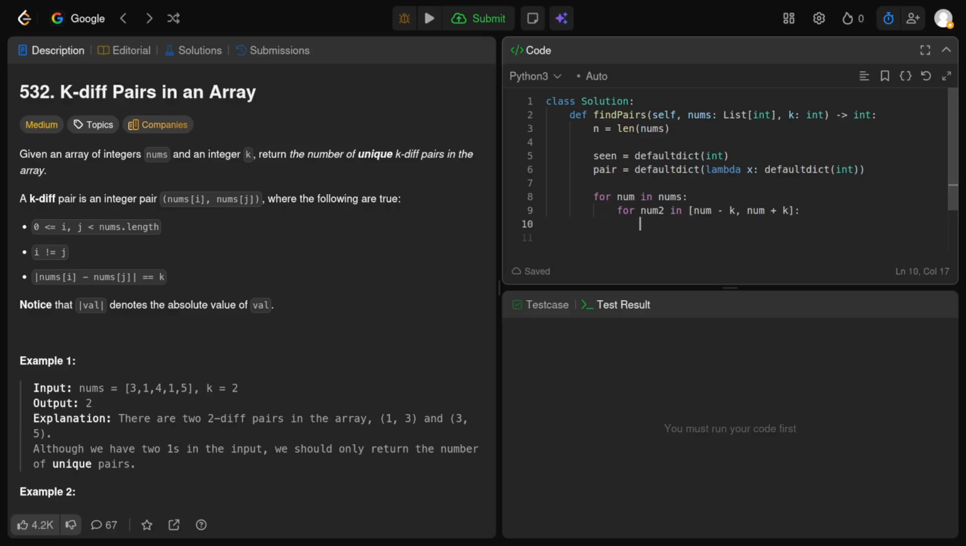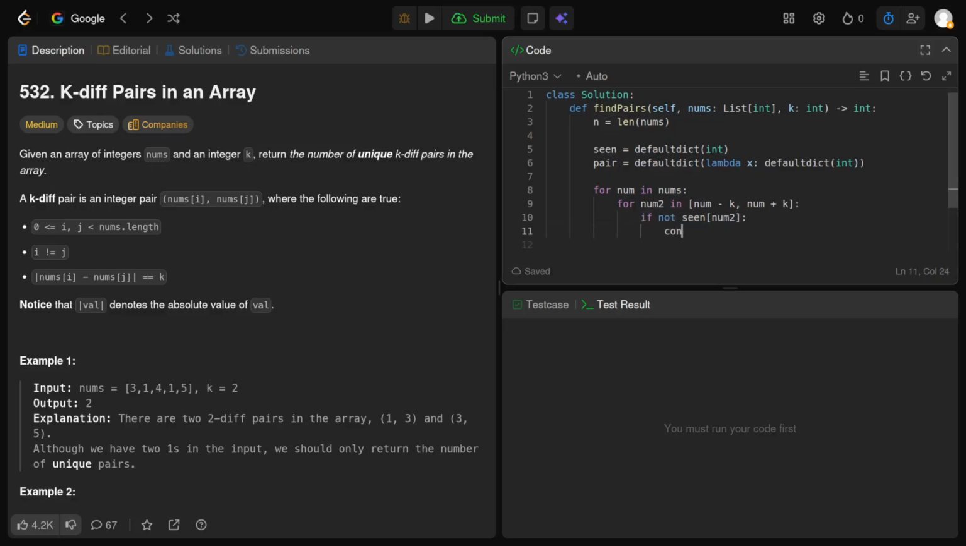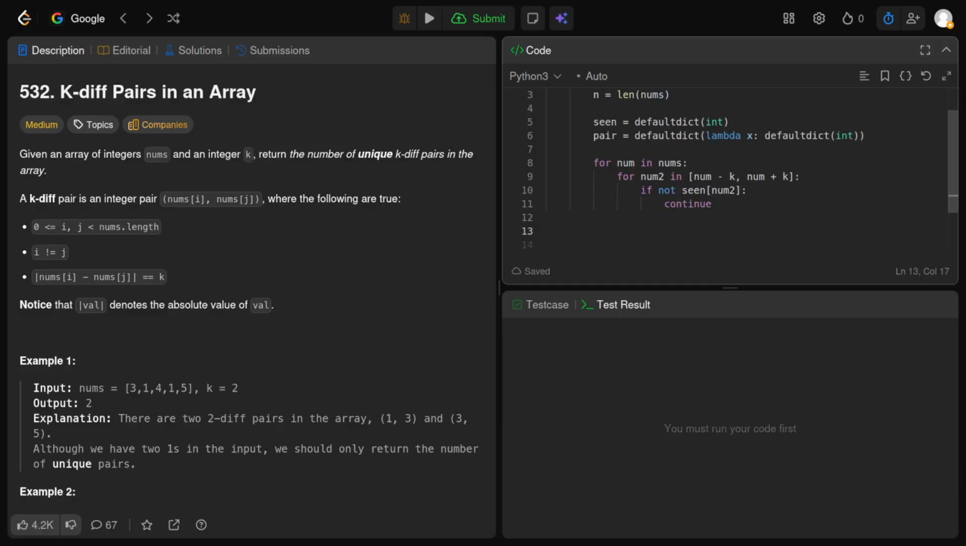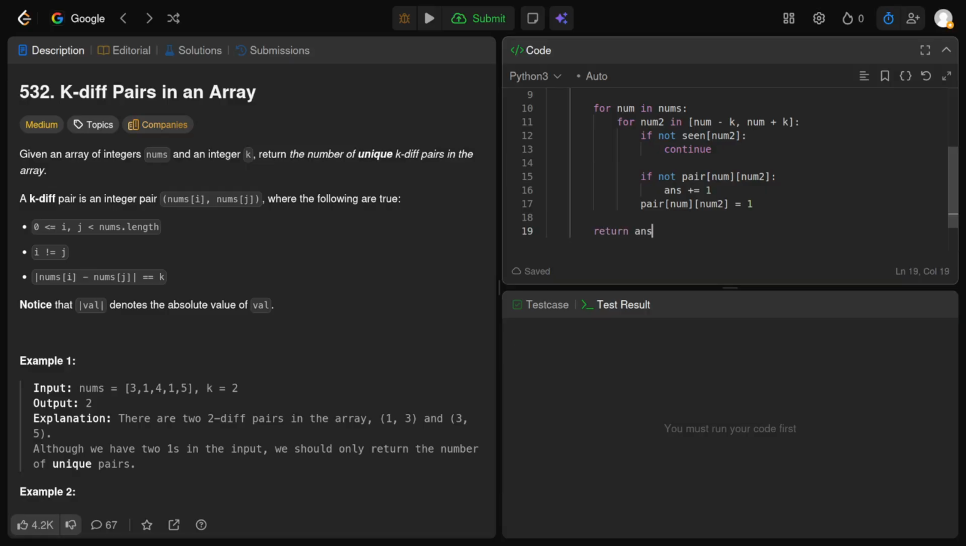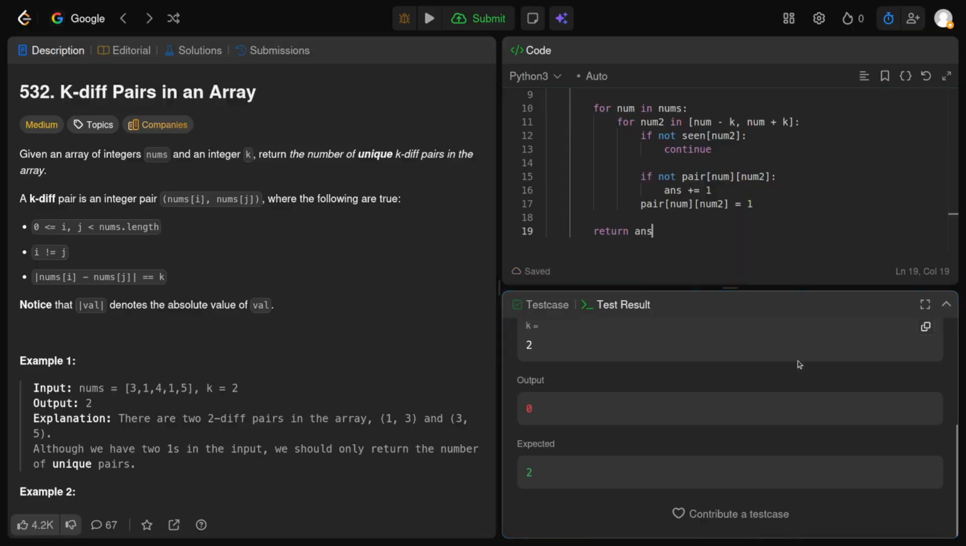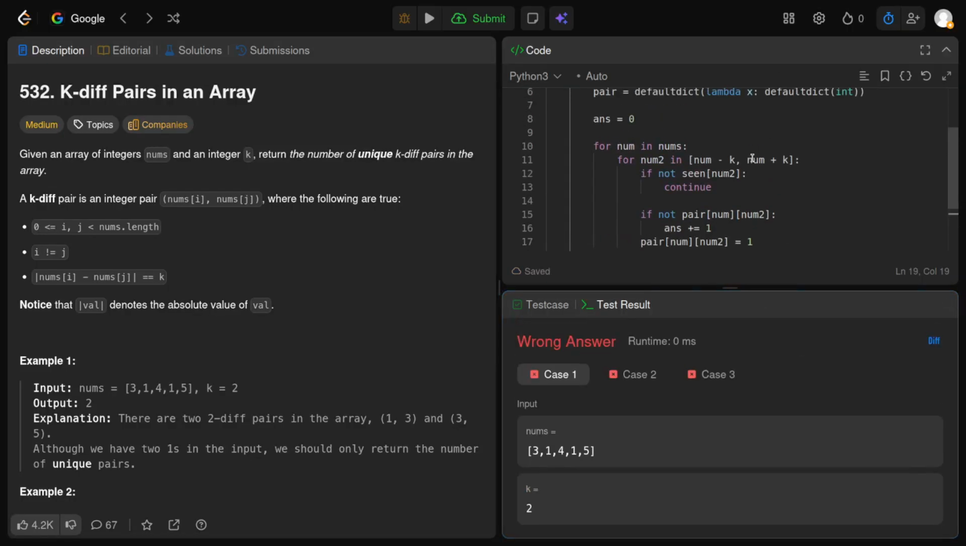So if seen num2; if not seen num2, then we continue to other numbers. If we have seen it, then we want to do pair of num2 is 1, so if not pair num2, ans plus equals 1. Ans is 0, return answer. Wrong answer on everything. That's great.